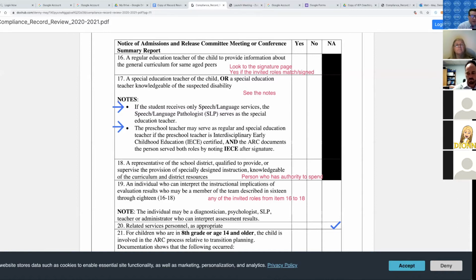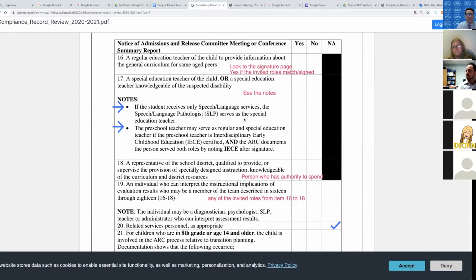We run into this sometimes when we review files where the speech teacher still signs as the speech teacher. If they sign as a speech teacher, they're a related service. For these kids that stand alone and have speech only, the speech language pathologist signs as the special education teacher, per the note here on the record review document.